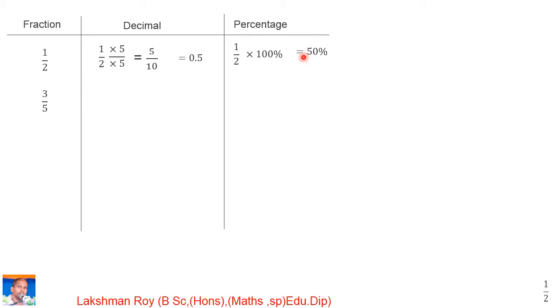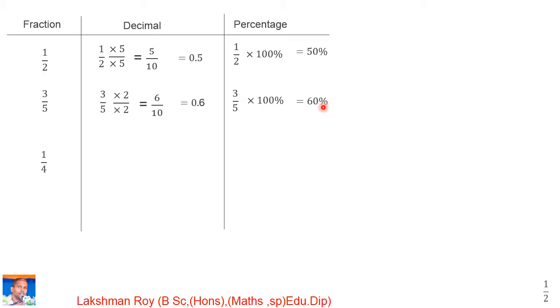Another one, the fraction 3/5. How to make a percentage? You can make the denominator 10 by multiplying both by 2, then you get 3 into 2, 6 over 10, that is one decimal place, 0.6. To make a percentage, 3/5 multiply by 100%, then 5 and 100 can simplify by 5, you get 1 and 20, 20 into 3, that is 60%.